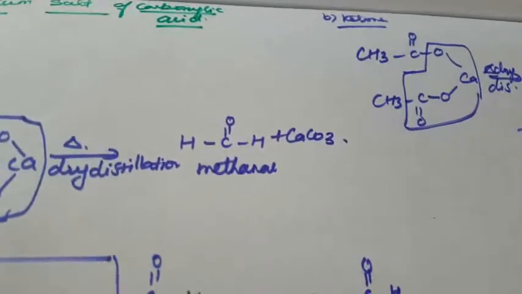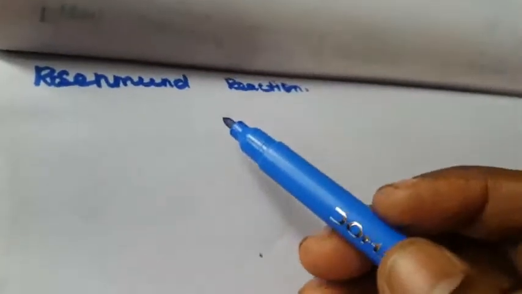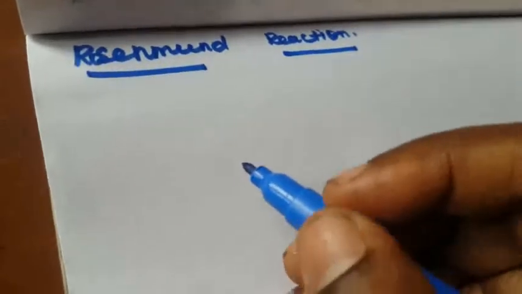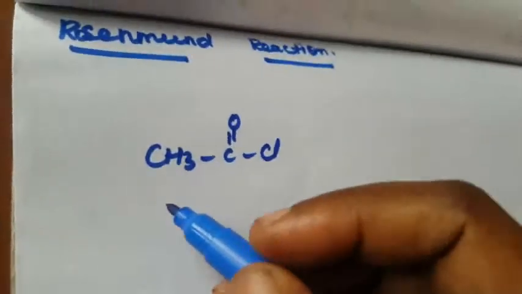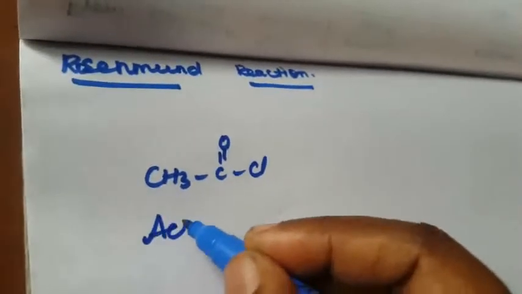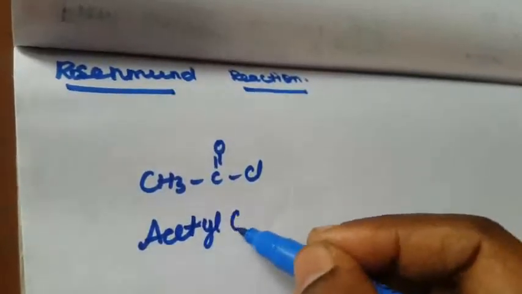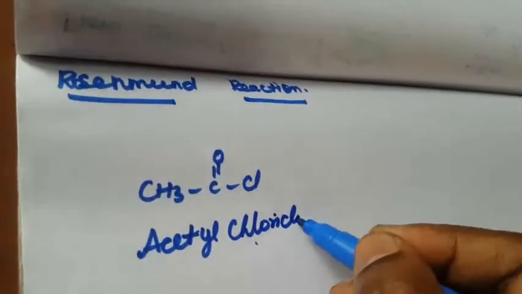So next, what are the preparations of aldehyde? Next we are going to see the preparation of aldehyde by the Rosenmund reaction. What is meant by the Rosenmund reaction? It is prepared by the hydrogenation of acid chloride. So here that is CH3 C double bond O-Cl. What is the name of this compound? It is acetyl chloride. Okay, this compound name is acetyl chloride.